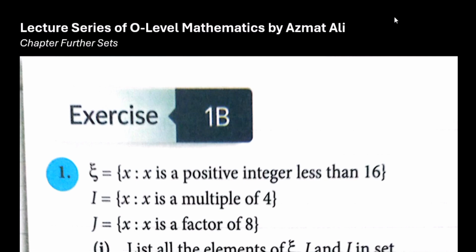I welcome you all in class of O level mathematics. My name is Azmat Ali, and our discussion continues on further sets.